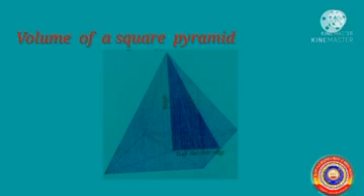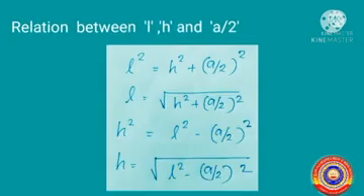Children, look at this picture. Here, we can imagine a right triangle with the perpendicular sides as the height of the pyramid and half the base edge, and the hypotenuse as the slant height. So using Pythagoras theorem, we can make the relation between L, H and A by 2.